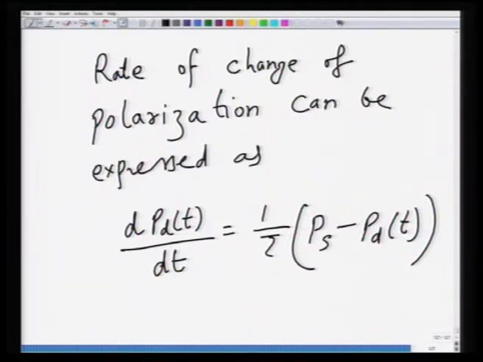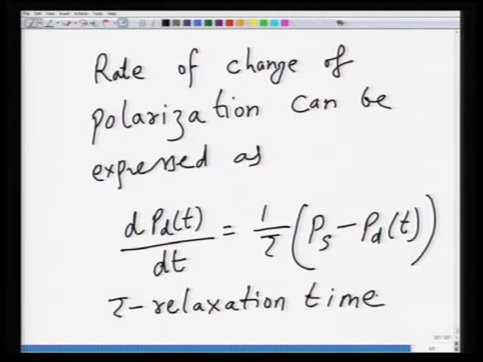Now, how do we arrive at this equation? We will look at it in a while, where tau is the relaxation time, or you can say 1 by tau is nothing but your proportionality constant, which gives rise to tau as a relaxation time. So, what we will do now is look at how this equation comes about.